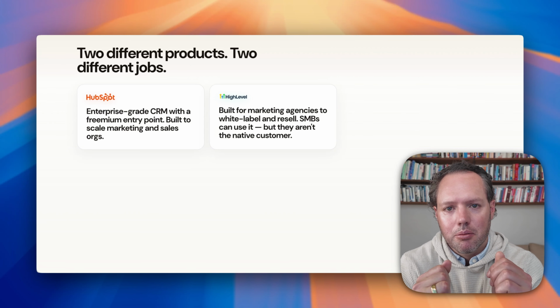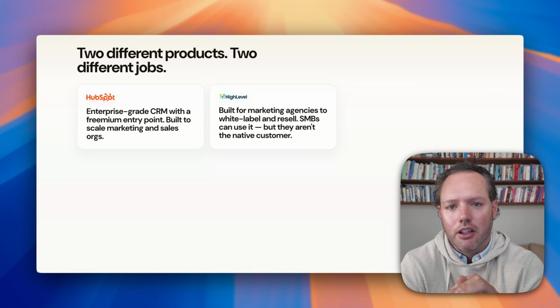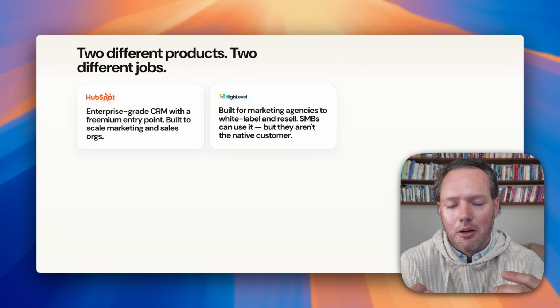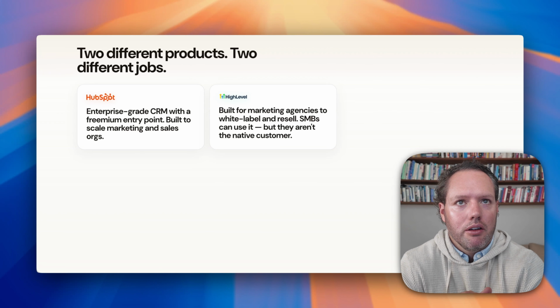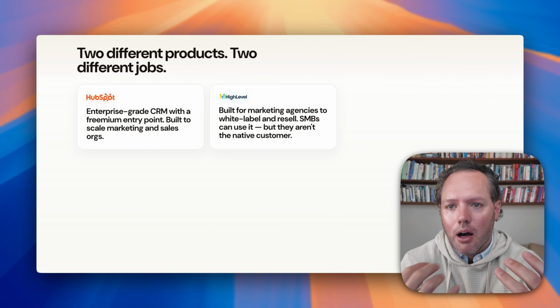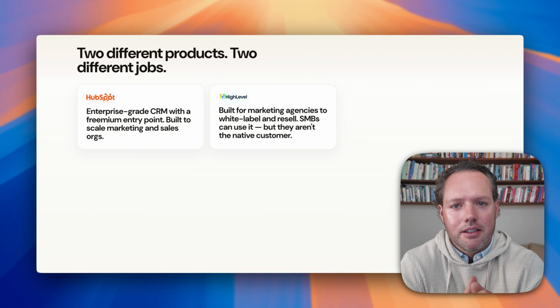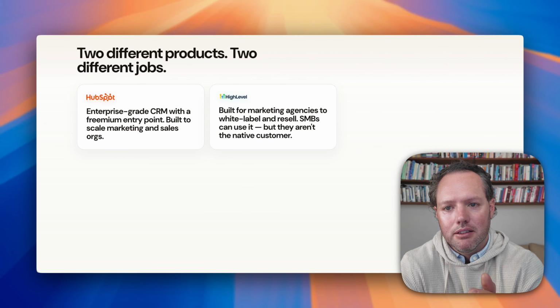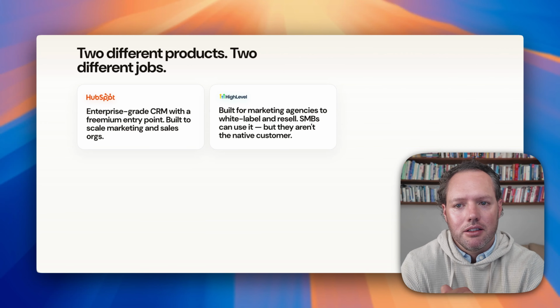Behind both of these platforms is kind of two different philosophies. HubSpot is a huge company and has a lot of enterprise features and a lot of very large companies that have built their revenue platform around HubSpot. HighLevel tends to be a lot more geared towards small companies, SMBs, but especially marketing agencies.